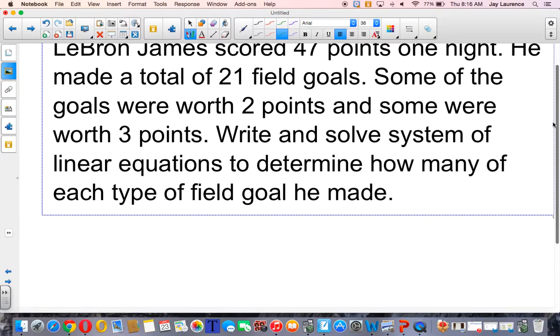Okay, first of all, I want to talk about the field goals, the shots he made. So I might have x plus y equals 21. He made x 2-pointers, y 3-pointers, total of 21 shots. Now, the 2-pointers are each worth 2, so I need 2 times the number of baskets he made. 3-pointers are worth 3, so I need 3 times the number of baskets, and that gives me points plus points, and this is going to be total points.